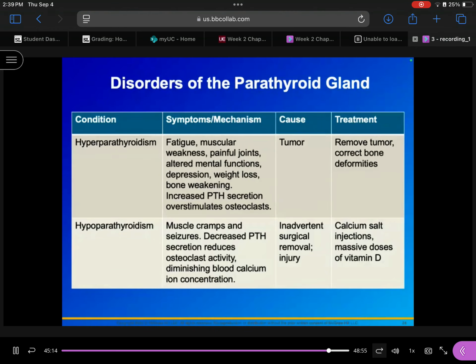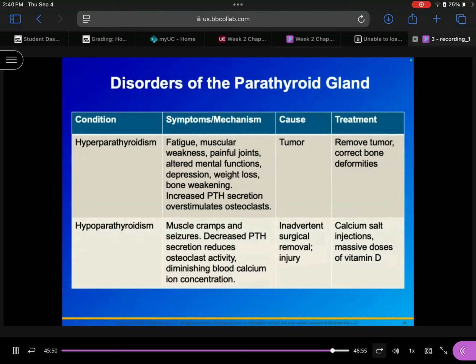Thinking about the parathyroid gland, we have both hyperparathyroidism, which is usually the cause of a tumor: fatigue, muscular weakness, painful joints, weight loss, bone weakening, increased PTH secretion, and that's going to overstimulate osteoclasts. So is that going to help you keep strong bones? Nope. So how are we going to treat this if it was caused by a tumor? Remove the tumor and do the best we can to correct any bone deformities that are there. Based on the age of the individual, there are different treatment methods that we would try to put in place.